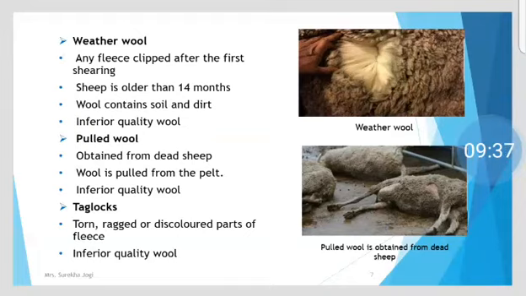I hope you are understanding these concepts. So students, this is all about types of wool: merino wool, lamb's wool, hogget wool, wether wool, pulled wool and taglocks. From the above description of various wools, we conclude that merino wool, lamb's wool and hogget wool are good or superior quality wool, and wether wool, pulled wool and taglocks are low quality or inferior quality wool.